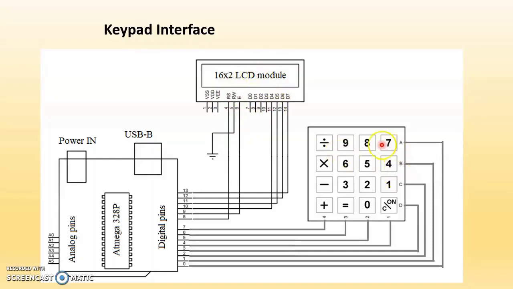So we have assigned here these digits 1, 2, 9, 0. There is an on button and some multiplication, plus, minus, division signs here. This we have to assign in the program. Okay, so this is the interfacing diagram of this keypad.